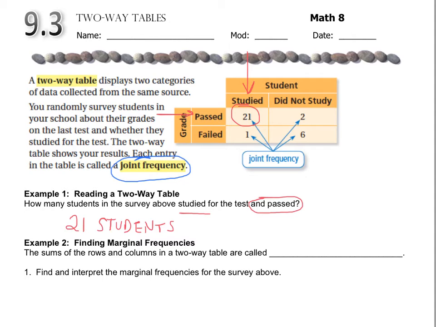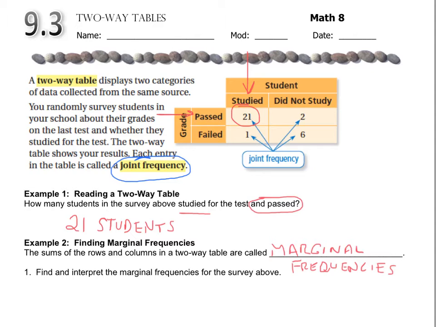The sums of the rows and the columns in a two-way table are called marginal frequencies. Again, it's more vocabulary than anything else. When we talk about joint frequencies, we're talking about the individual boxes that are in there. The marginal frequencies basically add another whole column. We take the information from this row and add it together to get a total, take the information from this row and add it together, and do the same for this column and this column.